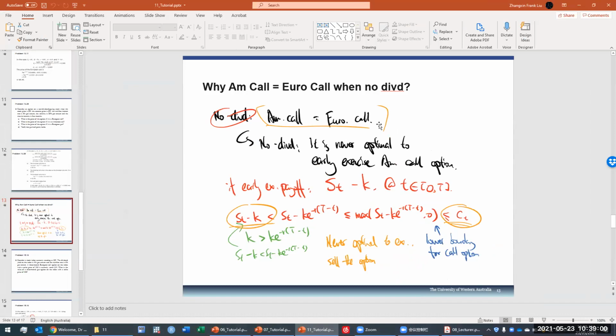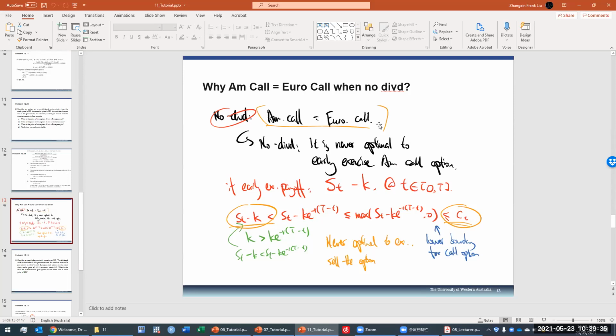I think generally speaking, you do need to understand why American call is the same as European call, because we're saying when there's no dividend, and it's very common for stocks not to pay dividends. It's common in the US, common in Australia, that a lot of stocks just don't pay dividends. In this case, American call is the same as European call, right? And the proof is actually very, very elegant. So this is what I did in my tutorial.